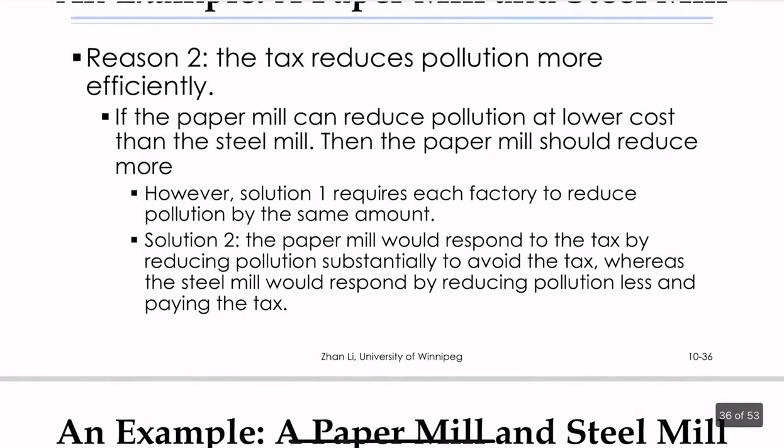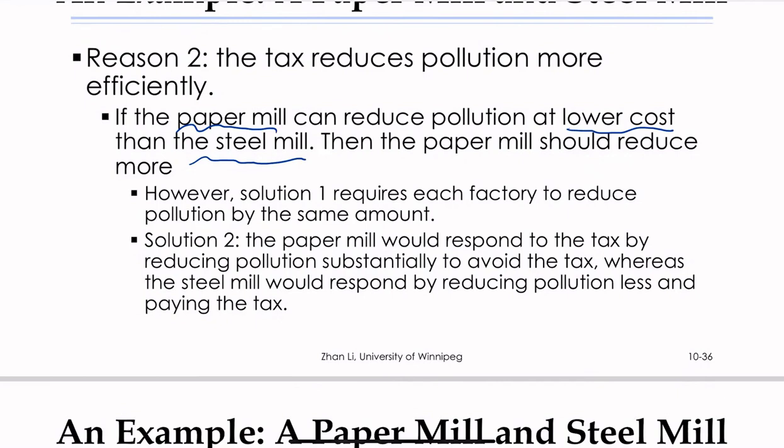Now, reason 2, the tax would reduce pollution more efficiently. Why? Well, the reason is really because of firms' differences in their technologies. So let's say a paper mill can reduce pollution at a lower cost than the steel mill. Now, if you understand this technological difference, you would imagine that the best result is the paper mill should reduce more pollution. It's really simply because it has better technology in reducing pollution.